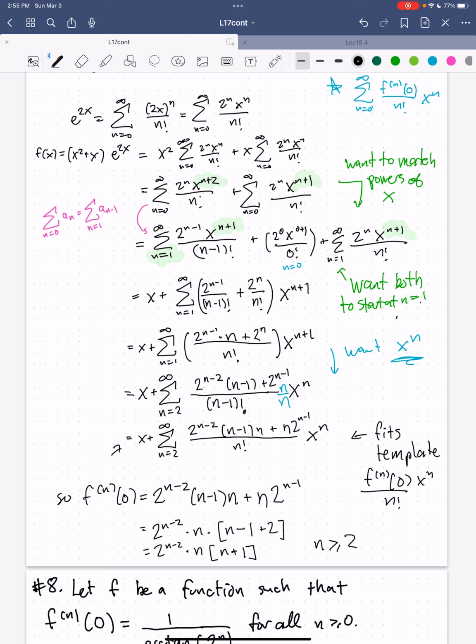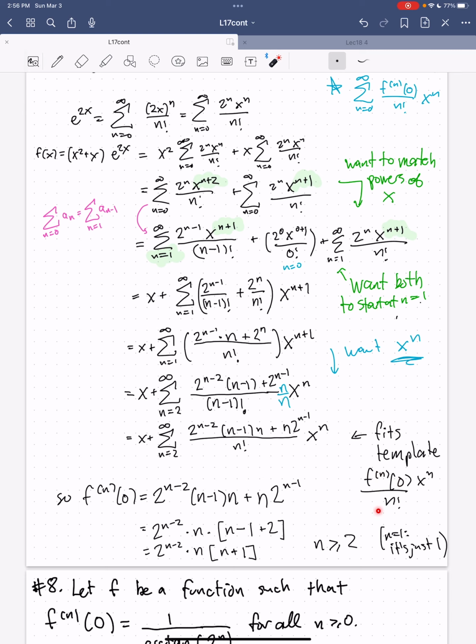When n is 1, it's just 1, because that's what we have in front of the x there. And this is something we can check by actually just manually taking derivatives of our function and plugging things in. But that's how we find then the general formula. I just really want to emphasize that we need to fit this template here. So we need to make sure we have exactly n factorial on the bottom and x to the n, I guess, on the top, and then everything that's left over will be the nth derivative at 0.